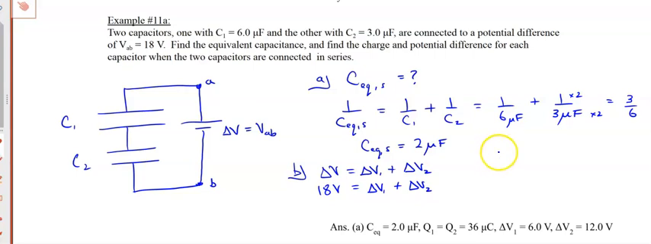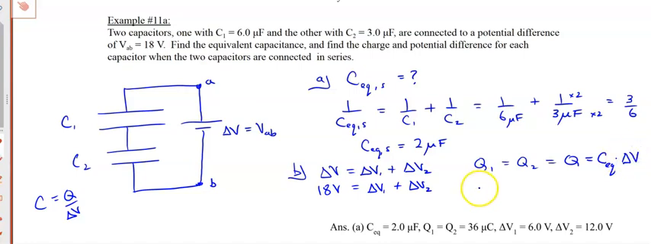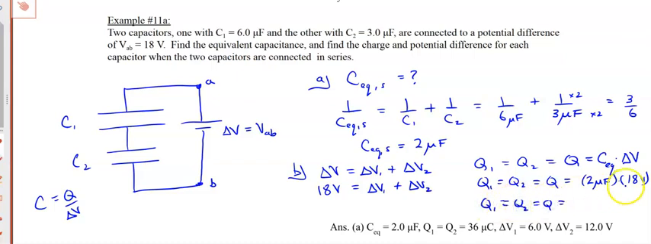What we do know is that the charge of capacitor 1 and the charge of capacitor 2 is equal to the total charge. And the total charge, if you remember, capacitance equals Q over delta V. The total charge is equal to the total equivalent capacitance multiplied by the total voltage. So Q1 and Q2, which is equal to Q, would be equal to 2 microfarads multiplied by 18 volts. That gives you Q1, Q2, and Q, which is basically equal to 36 microcoulombs.